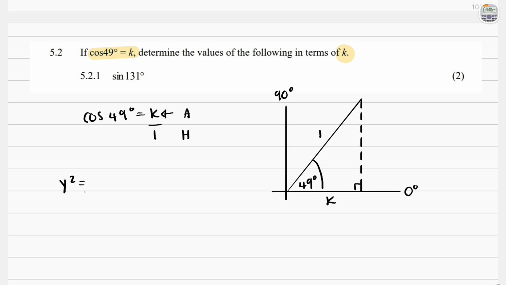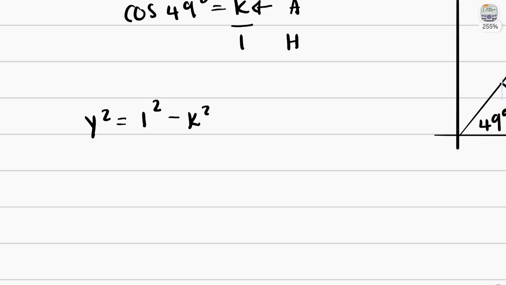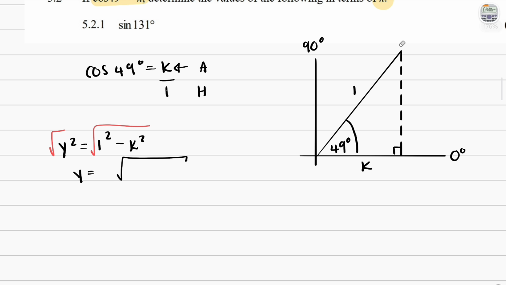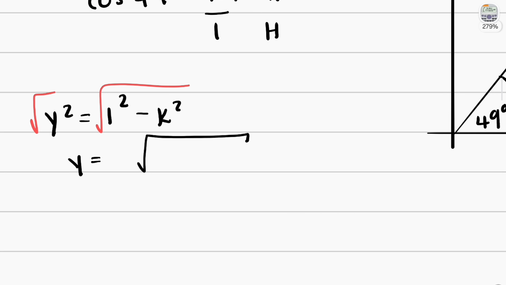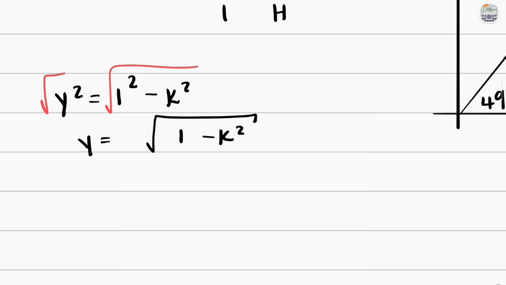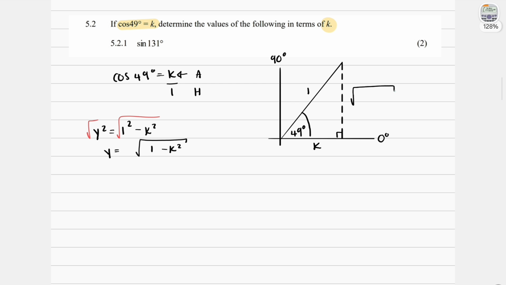So y squared is equal to the hypotenuse squared. The hypotenuse is 1, so that's 1 squared, minus the adjacent side squared, which is k squared. And now, when we want to solve for y, we need to square root both hand sides. So y is equal to the square root of, now I know this should be positive or negative, but you see that the y value is positive in the first quadrant, so we can just leave it positive. So 1 squared is 1, and then minus k squared. Okay, so y is equal to the square root of 1 minus k squared.